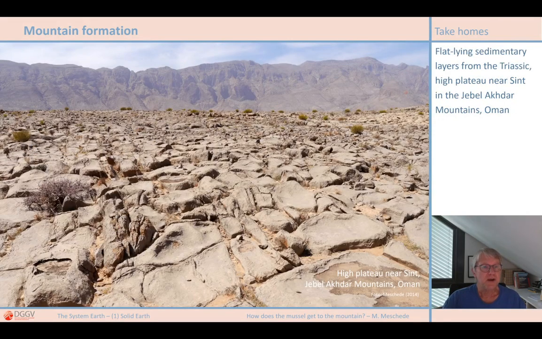The phenomenon of uplift can also be clearly observed in many other places. Here is an example of an uplifted plateau, this time not in the Alps, but in Oman on the Arabian Peninsula. The rocks here are of course quite comparable to the Dolomites or the Northern Calcareous Alps, as they formed at the same time and in the same ocean, namely the Neotethys, just like the examples from the Alps just shown. The only difference is that this part of the ocean was much further south.